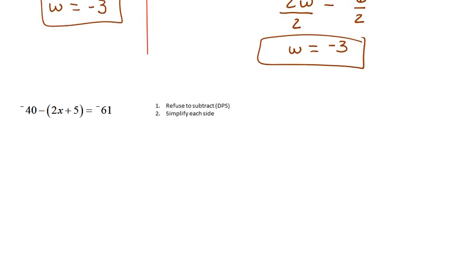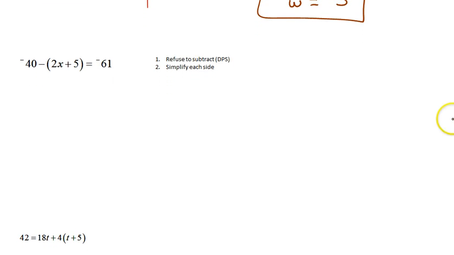Let's look at another example. Now there's a couple of really important steps to remember when you're solving expressions or equations. First, refuse to subtract. Then simplify each side. So I'm going to start by refusing to subtract. So I'm going to add the opposite. Now notice it's the opposite of what's inside the parentheses. So I have to distribute that across my parentheses.